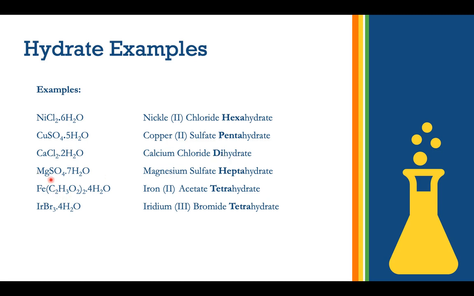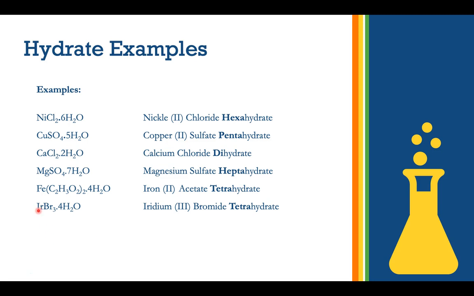Now we have magnesium sulfate. Magnesium sulfate heptahydrate. Hepta is for 7. We have iron(II) acetate. See the subscript 2 here? Remember our parenthesis rule. We don't want to say 22 oxygen, so it's necessary that we put our parenthesis here. Iron(II) acetate. Tetra for 4, tetrahydrate.